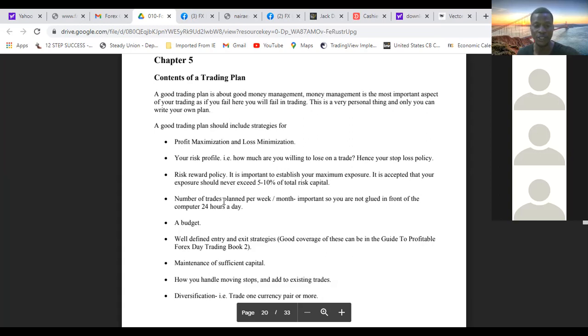A good trading plan should include strategies for profit maximization and loss minimization. Your risk profile, that is how much you are willing to lose on a trade. Just like I've said, depending on how much you have in your account, whether it is 10% per trade, 5% per trade, or 20% per trade, you need to state it out, hence your stop loss. Risk to reward policy: it is important to establish your maximum exposure. It is accepted that your exposure should never exceed 5 to 10% of risk at a time.